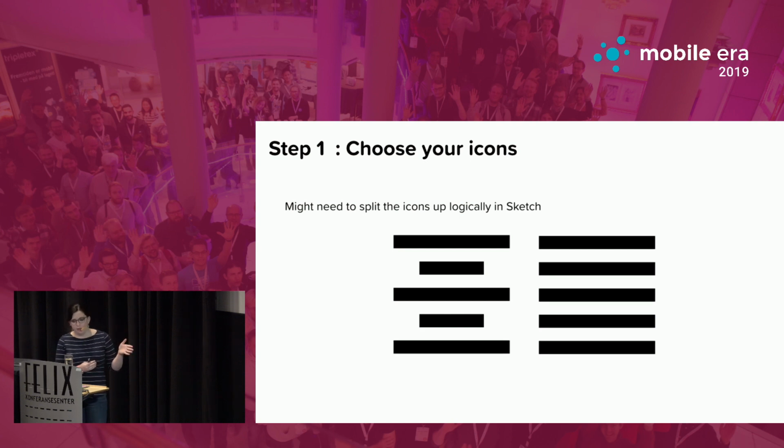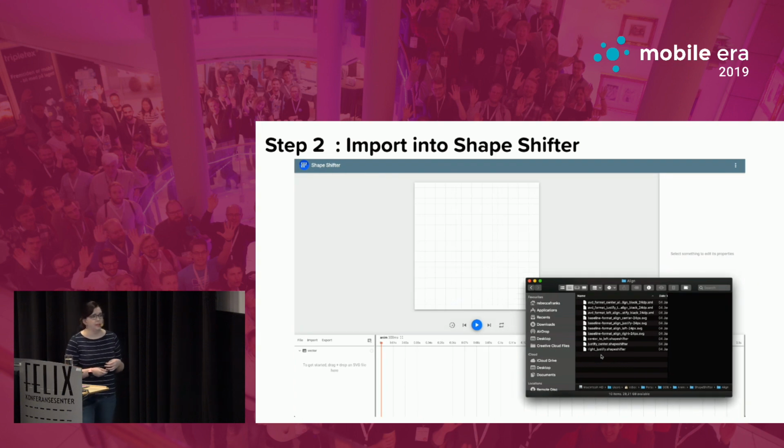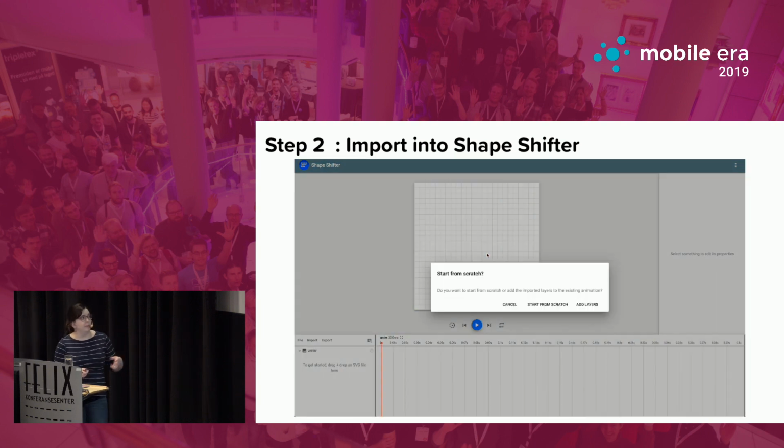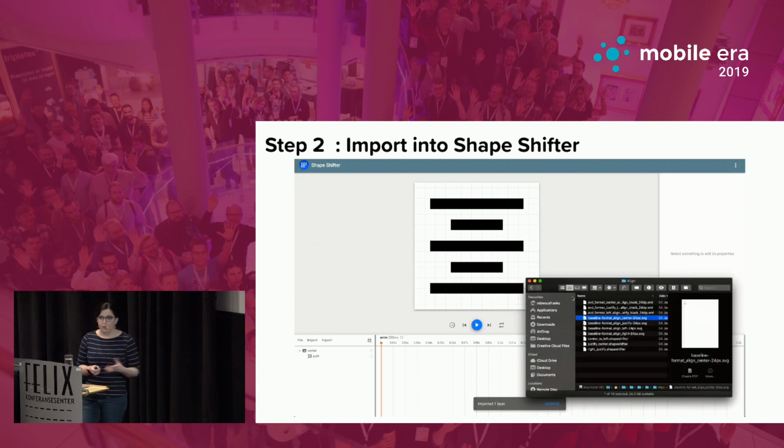The first thing I've done is download the icons straight from the Material Design website. I didn't do anything in Sketch with these icons, they were straight from there. The next step is to take these two icons and import them into Shapeshifter. By import, I just mean select it, drag it into Shapeshifter, and it asks you if you want to add that as a layer. And then we do it for the second one as well.